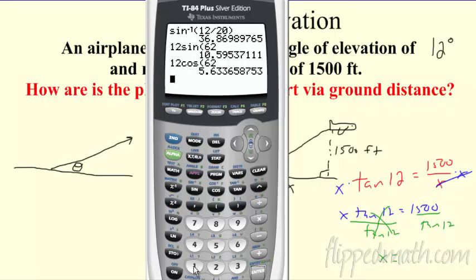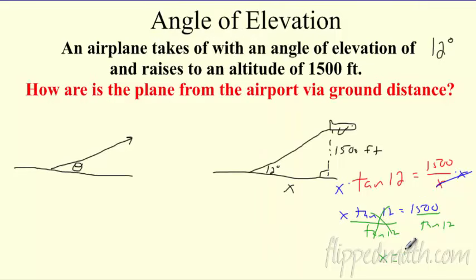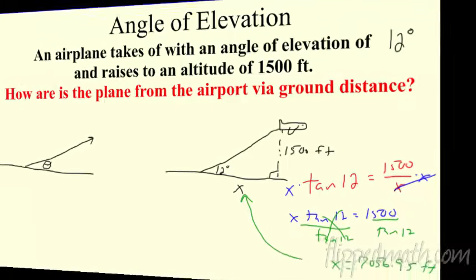It was pretty awesome. So this is 1500 divided by the tangent of 12. That's 7,056. Was there a decimal in there? Yeah, 0.95. And that is feet. That's how many feet the airplane would be away from it when it finally got to that altitude. Excellent. So that is angle of elevation. That was not too bad.